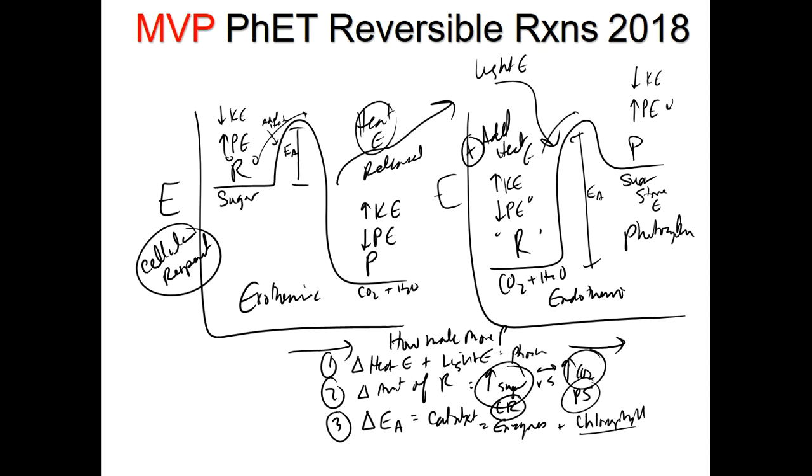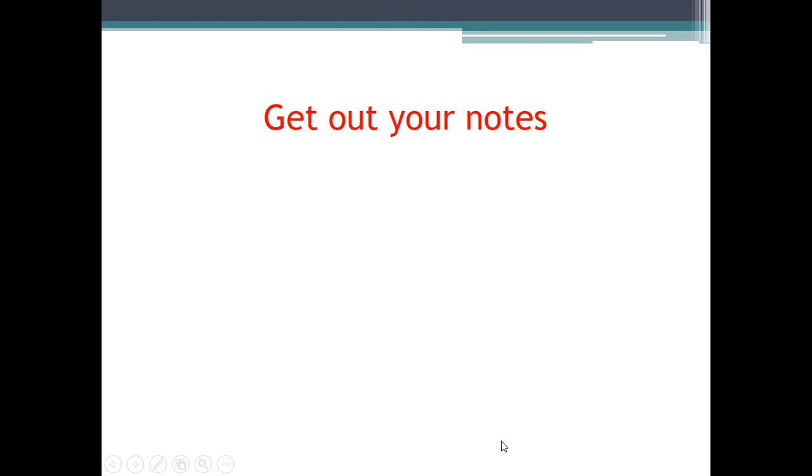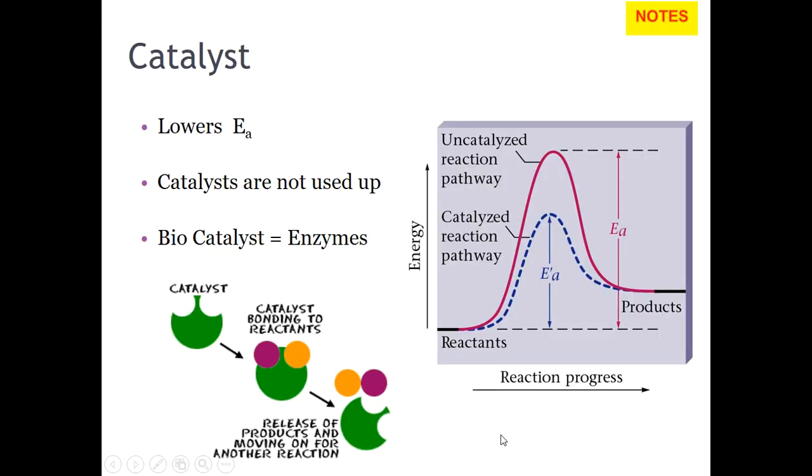Sounds like this has something to do with real life. Nah, just chemistry, right? Now, get out your notes because you're already taking them, right? Now, if we look at this, you should write this down. A catalyst basically lowers the activation energy. You can see I have this really high activation energy.